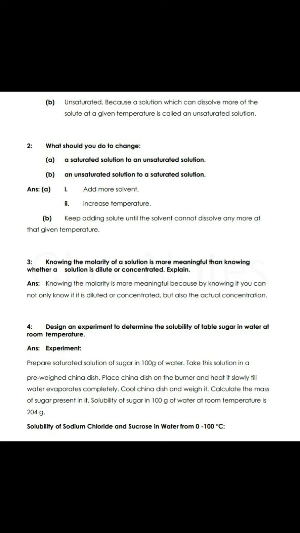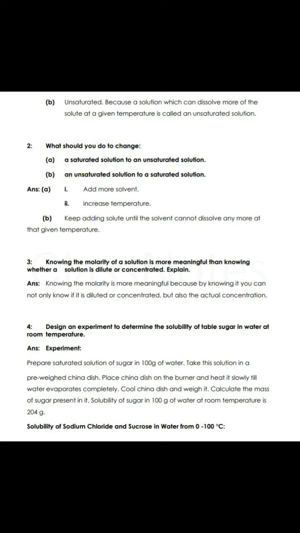Okay, what should you do to change a saturated solution to an unsaturated solution? What will we do? We will add more solvent. If we add more solvent, it means the solution has more capacity to dissolve more solute. So it will be an unsaturated solution. The definition of an unsaturated solution is that it has the capacity to dissolve more solute.